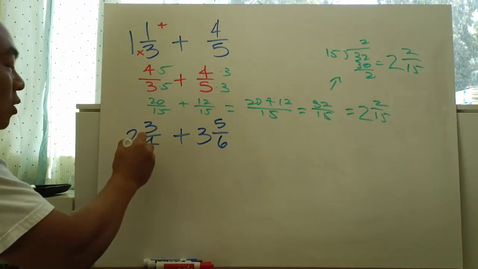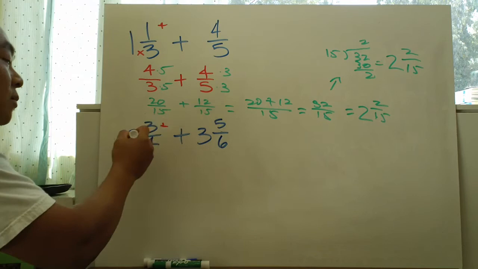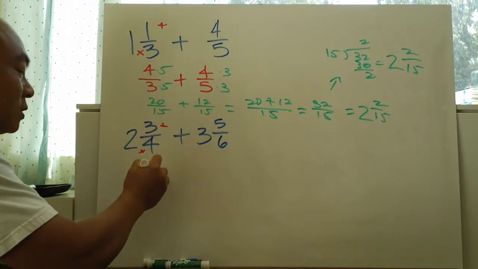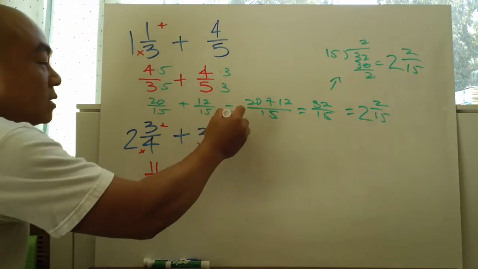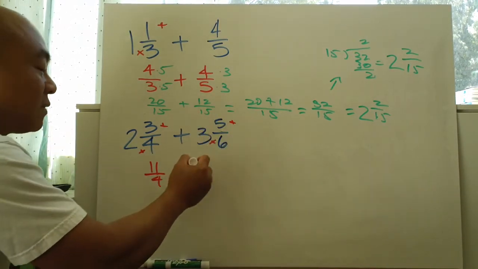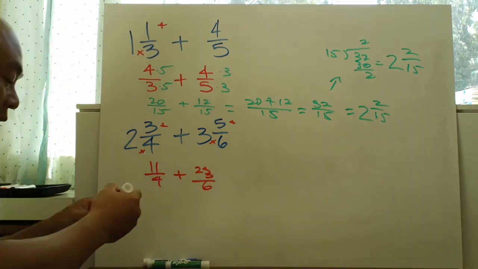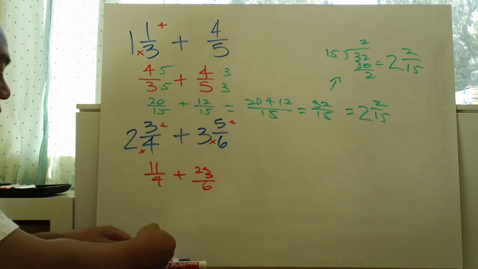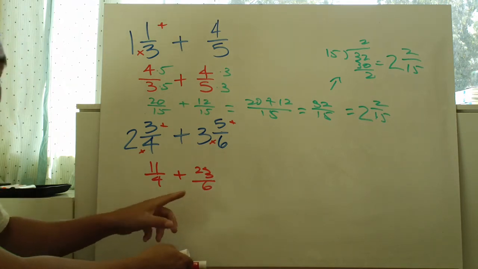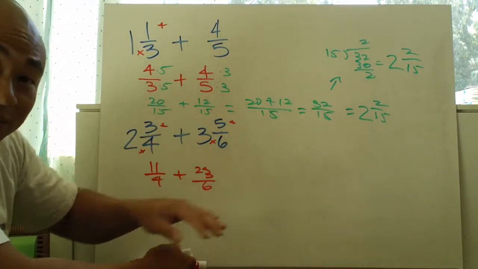So 2 times 4 plus the top, that's going to give us 8, that's 11 fourths. Plus 3 times 6 plus the top, you're going to have 18 plus 5, that's 23 over 6. And we're going to go ahead and choose a common denominator. Now, you could just take 4 times 6 and make that 24, but that wouldn't be your lowest one. You'd still have to do a lot more simplifying at the end.